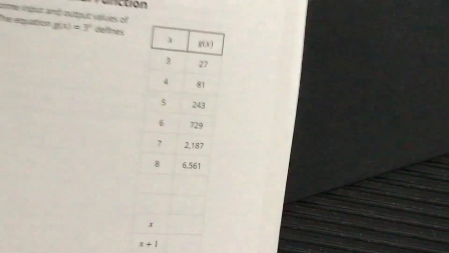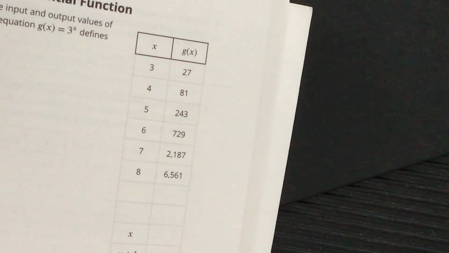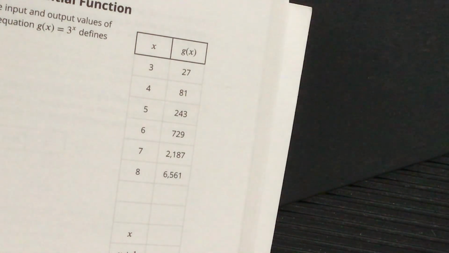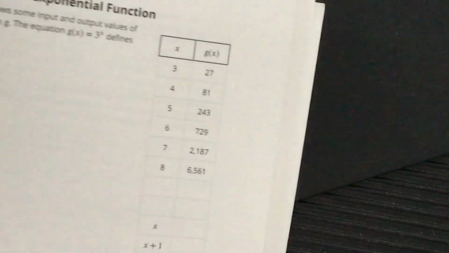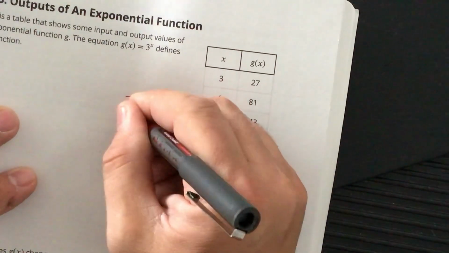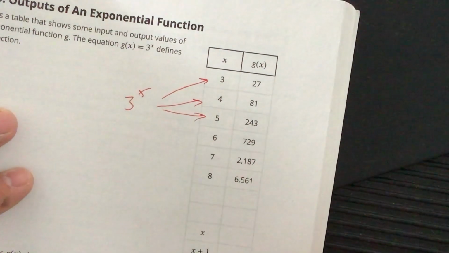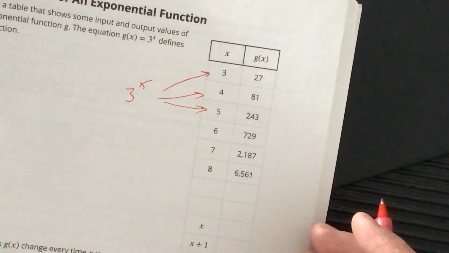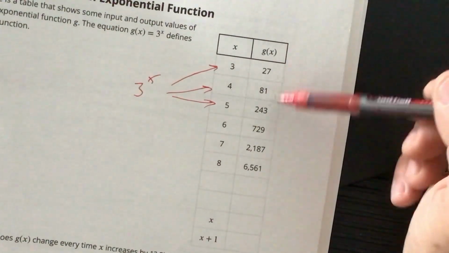429. Mr. Talp, read that, please. Here's a table that shows some inputs and output values of an exponential function g. The equation g of x equals 3 to the x defines the function. How does g of x change every time x increases by 1? Or explain the reasoning. All right, so 3 to the x power it says we're using. So 3 to the third power, 3 to the fourth power, 3 to the fifth, and so on. But it's saying, how does it change every time this goes up by 1? What's happening to our y value, our g of x here?